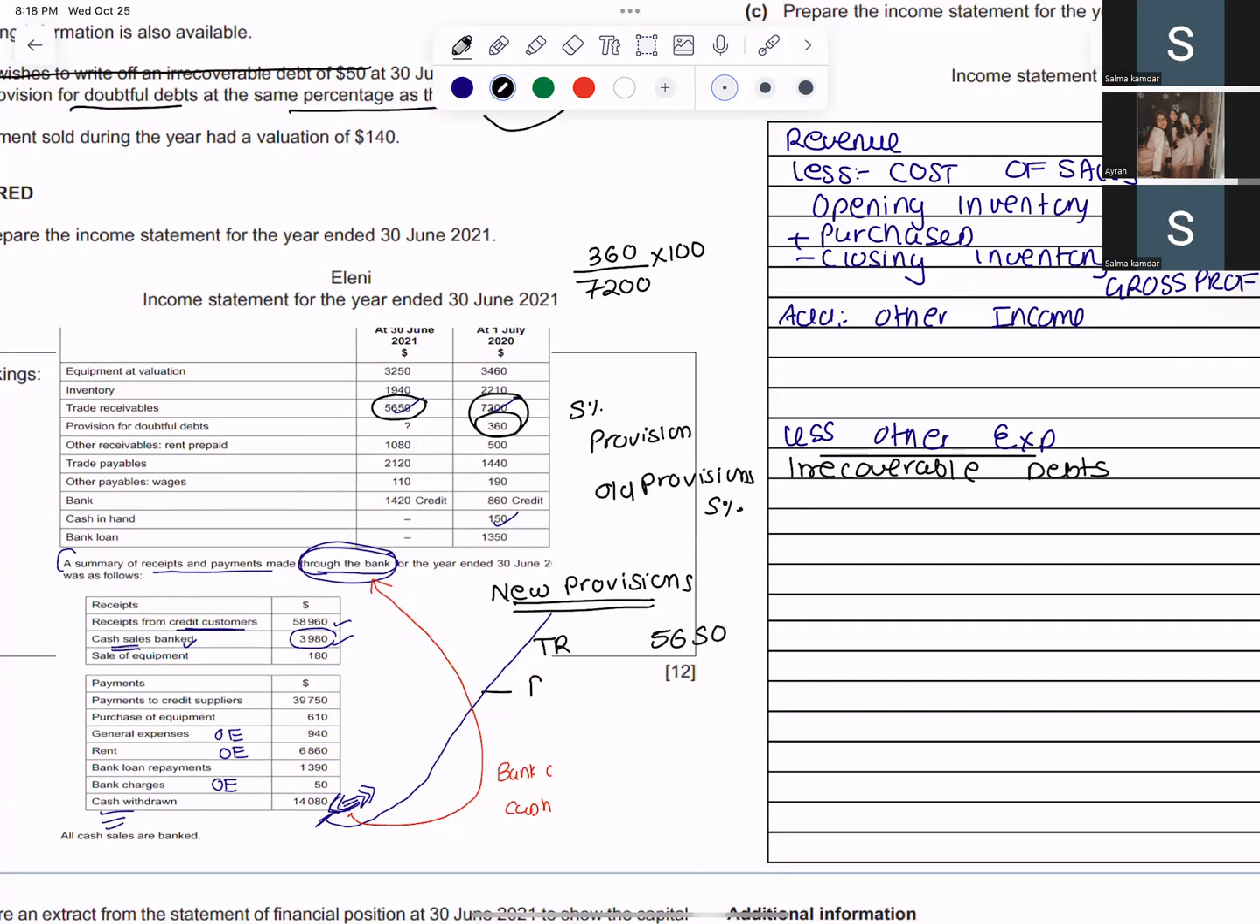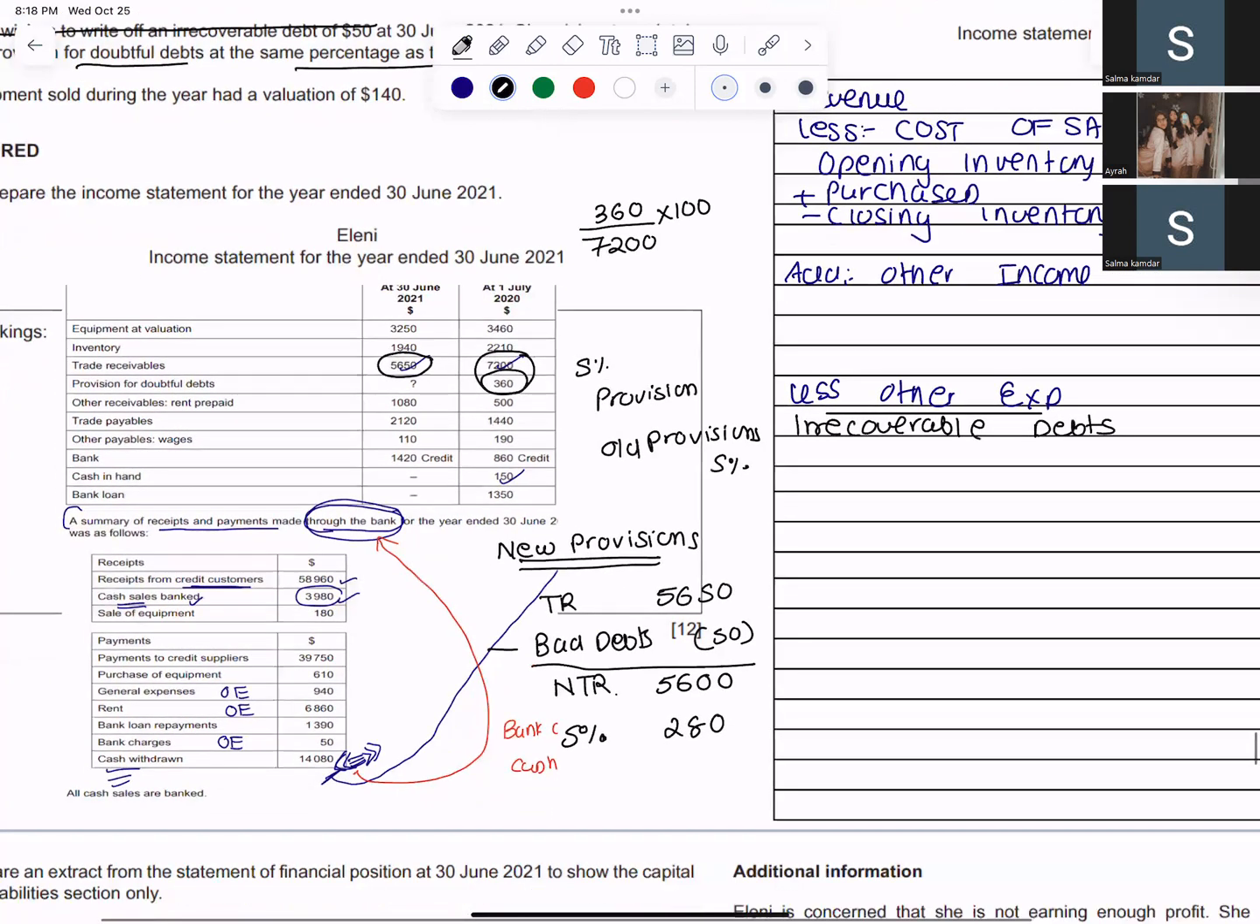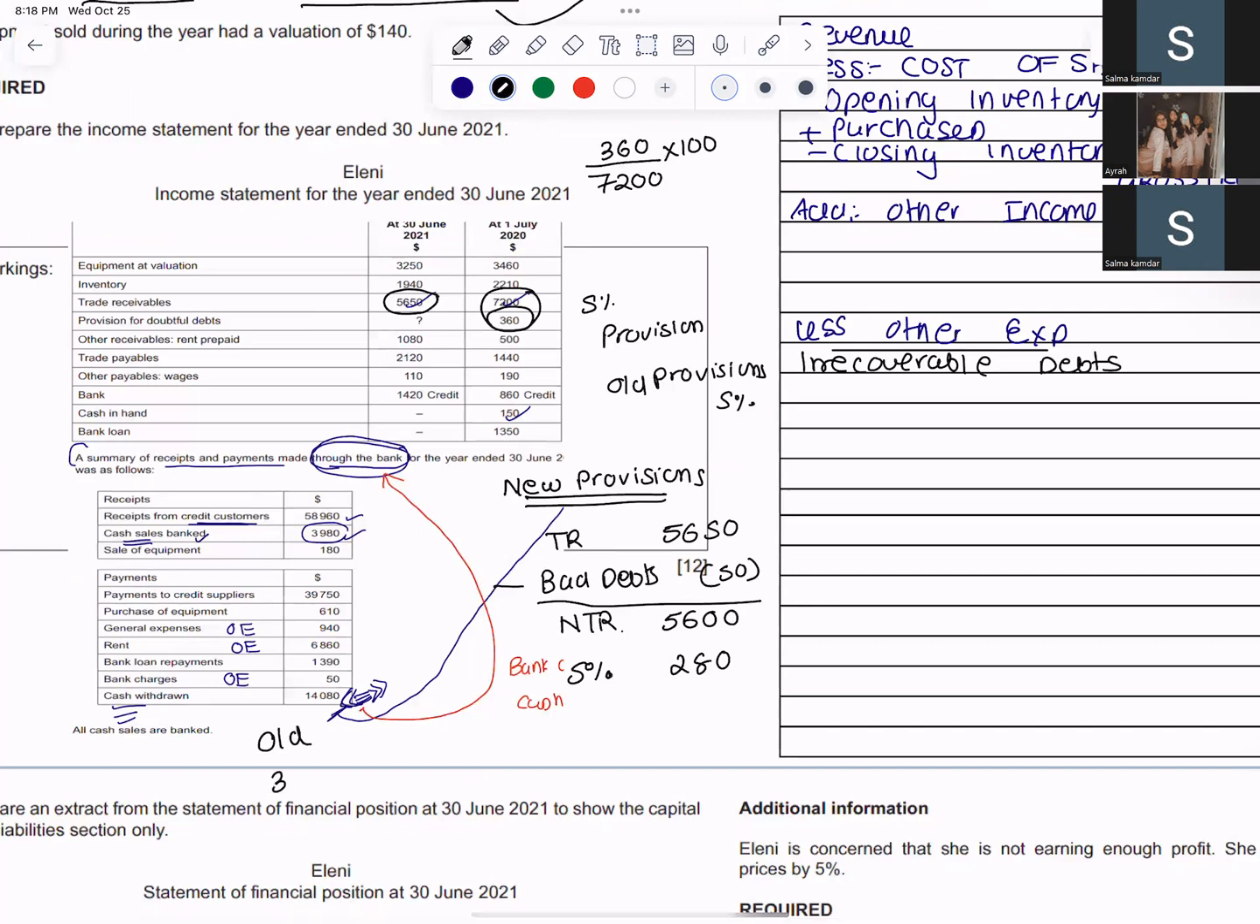From that, I will minus my bad debts, 50. So my net trade receivables will become how much? 5600. So my new provisions will become how much? 5600 into 5%, which is 280. Now, I have old provisions of how much? 360. New provisions for how much? 280.